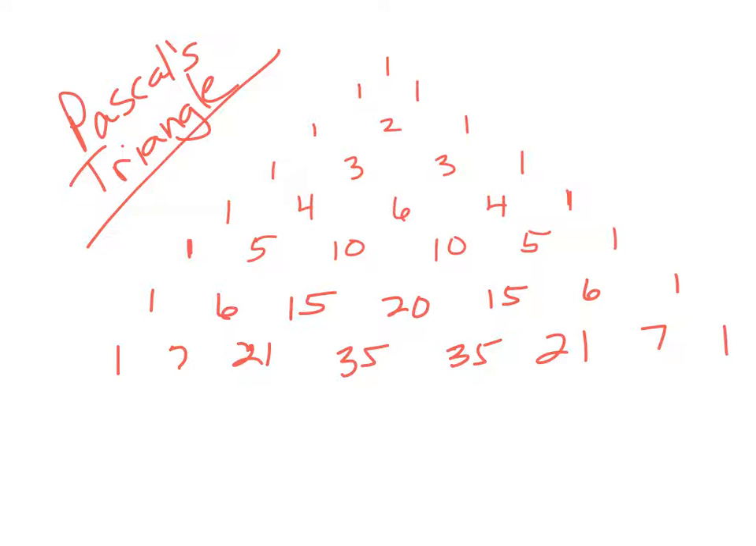Let's call this top row row 0, the next row row 1, then row 2, then row 3, 4, 5, 6, and 7. And by the way, you can extend Pascal's triangle as long as you want to. You don't have to hold it to just 7 rows. You can do a whole bunch more.